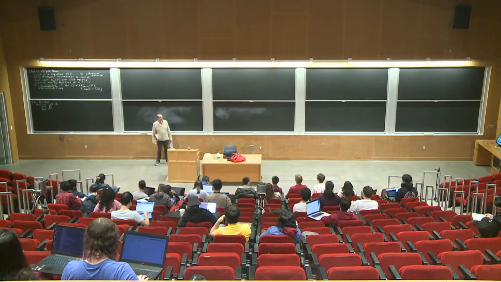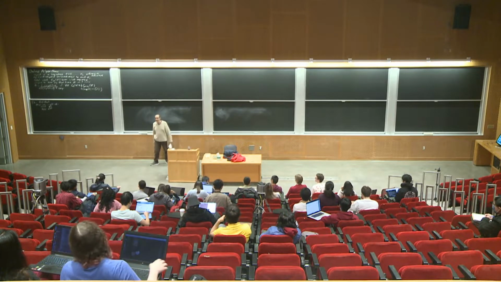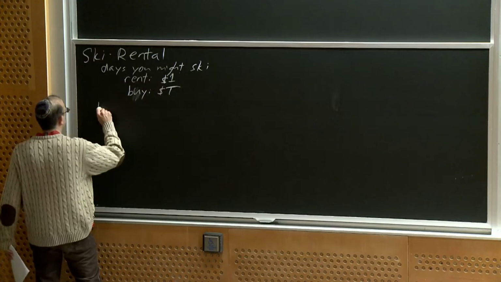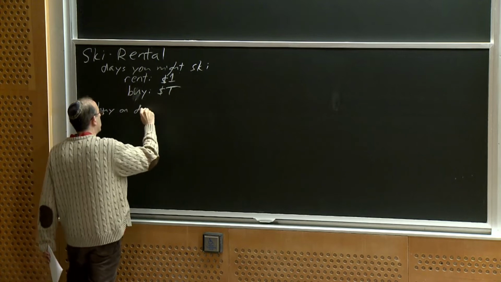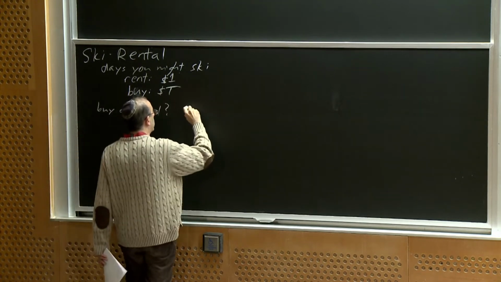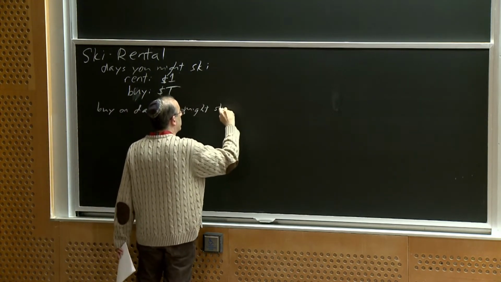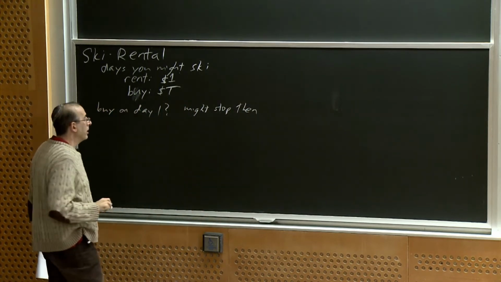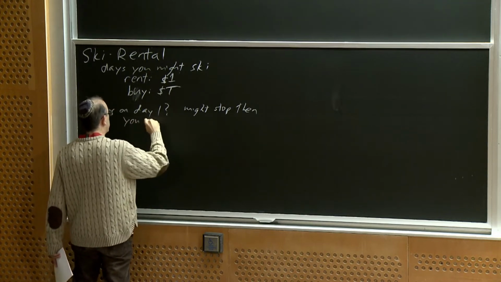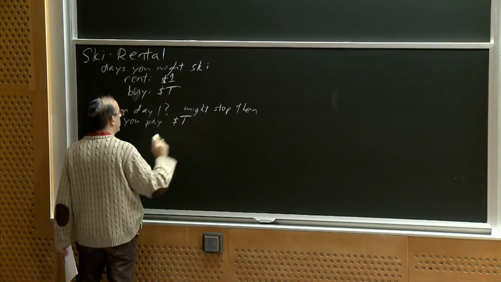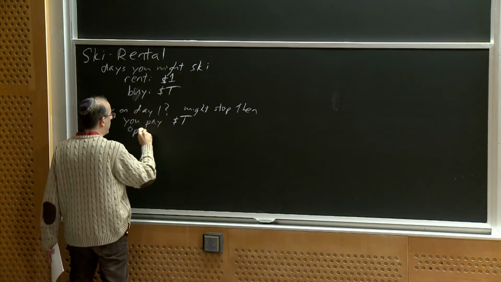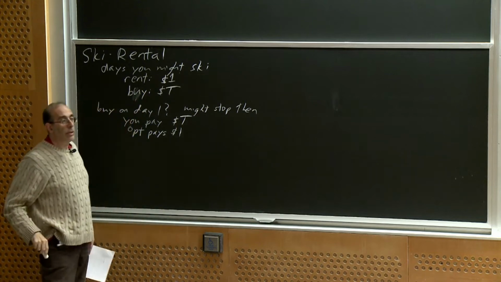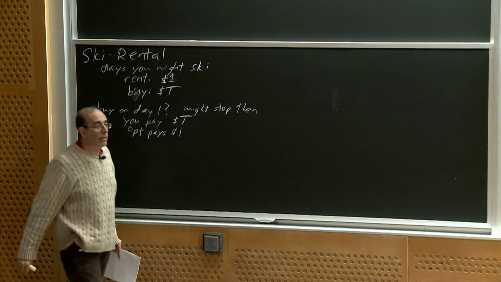Yeah. Maybe you don't even like skiing. Maybe you don't like skiing, right? So if you buy on day one, well, you might stop then, right, after you bought your skis. Okay, so you pay $T. Opt pays $1, and you have serious regret for having lost your money.